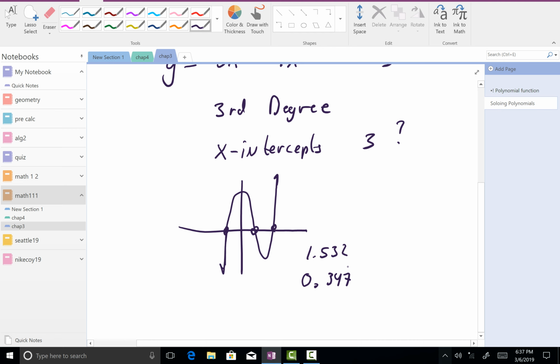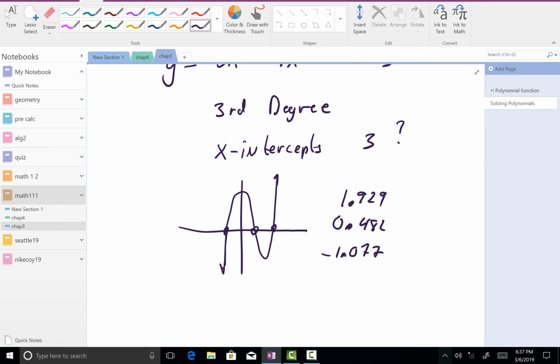Oh yeah, never mind. Mine is wrong. Well, yeah, that's all right. It's 1.929. And then 0.82. And then minus 1.077. Okay. So here's the 3 x-intercepts, right, that we got for that.